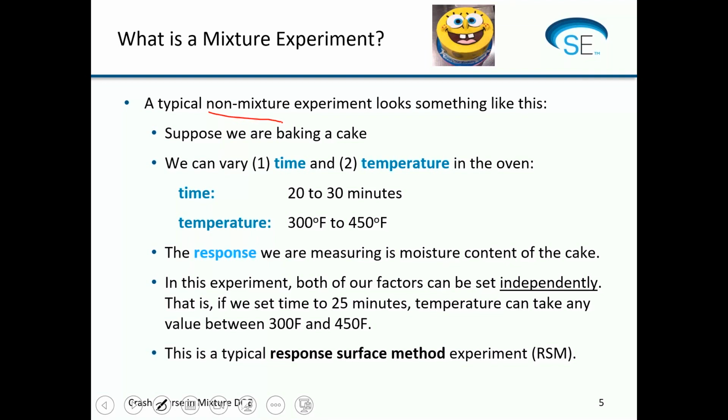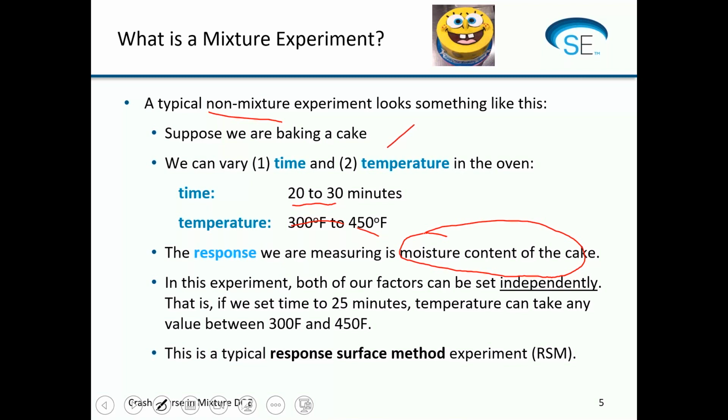Since we have people from a wide variety of fields and areas here, I kept the examples simple so everybody can understand what's going on without having to have a deep knowledge in a bunch of different applications. So let's suppose we're baking a cake. There are two things that we're interested in tweaking as part of this cake baking process. We have the time, which we think should be somewhere between 20 and 30 minutes. And we have the temperature in the oven, which should be somewhere between 300 and 450 degrees Fahrenheit. Now, the response that we're interested in measuring is the moisture of the cake.